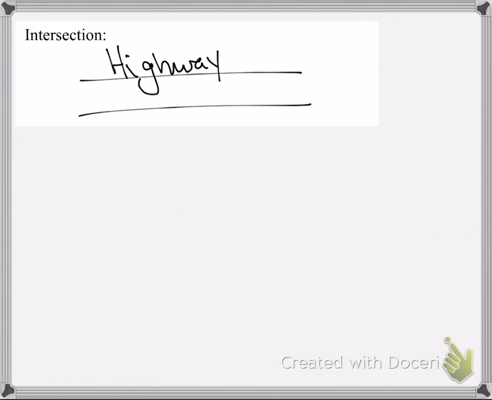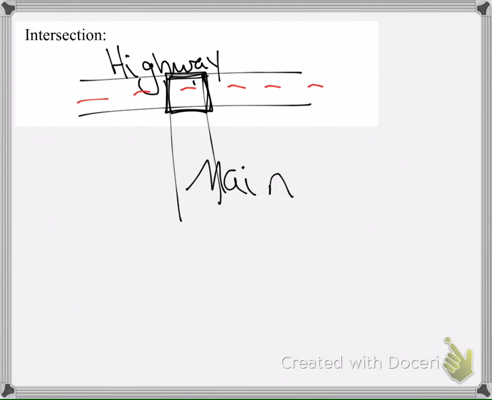And then here is Main Street, it goes like this. There's Main Street. The intersection would be this spot right here, because this spot of the road is both on the highway and also on Main Street. So this spot right here is on both of them.